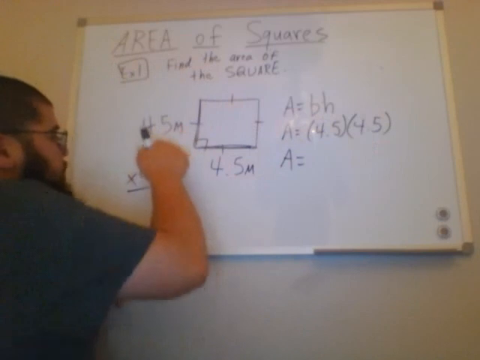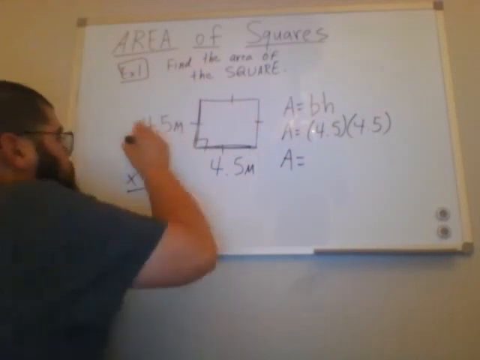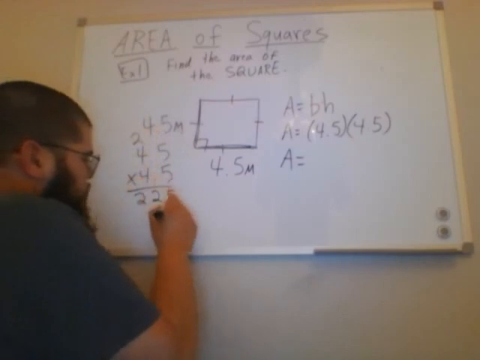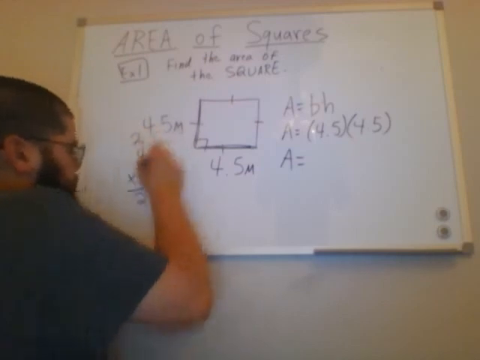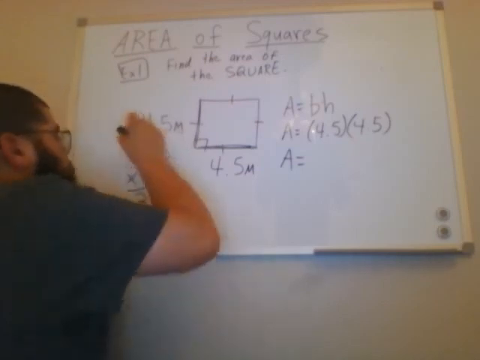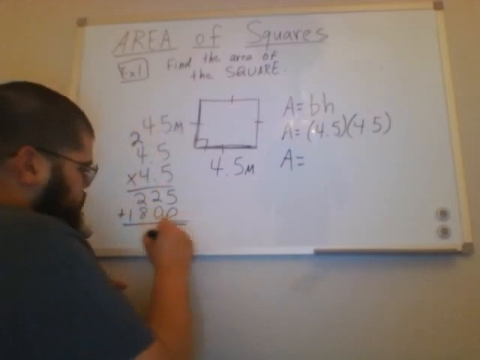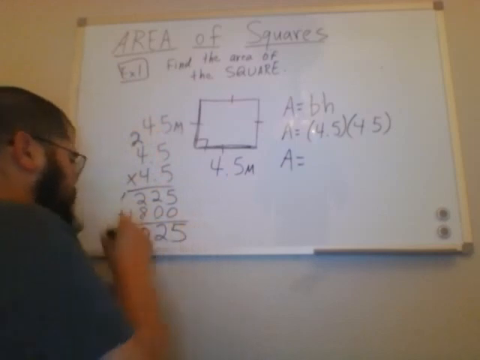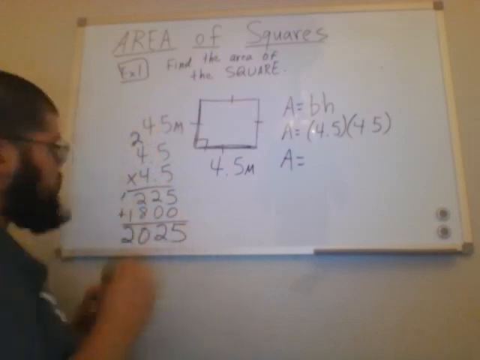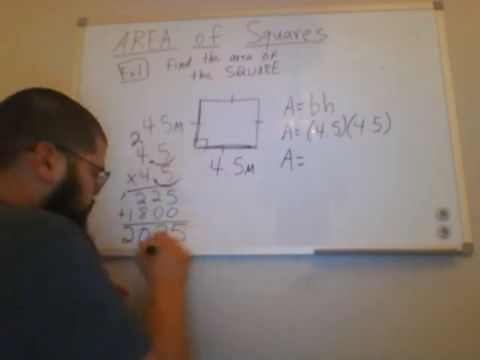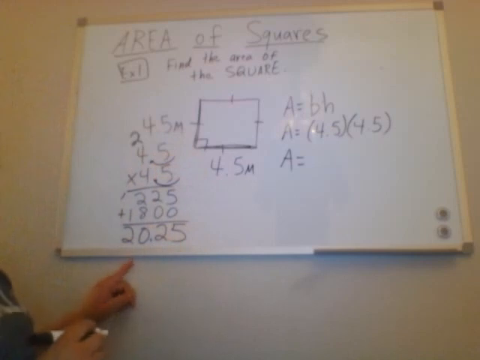5 times 5, we get 25, carry my 2. 4 times 5, we get 20 plus 2, that's 22. 0 placeholder. 4 times 5, that's 20, carry my 2 again. 4 times 4, 16 plus 2, that's 18. Add these up, we get 5, 2, 10, carry my 1, plus that 1, we get 2. How many decimal places do we have? 1, 2. So we end up with 20.25.